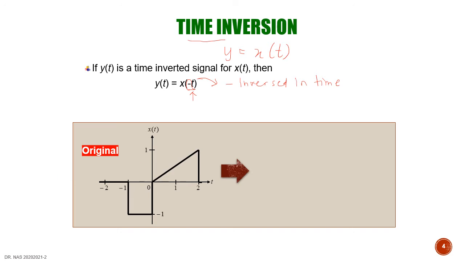This is the original signal. So what happens when you have a new signal y(t) equal to x(minus t)? It means the signal is inverted in time, but the amplitude remains the same. If you draw the t axis, 2 becomes minus 2, 1 becomes minus 1, here is 0, minus 1 becomes positive 1, and minus 2 becomes positive 2, but the amplitude remains the same.